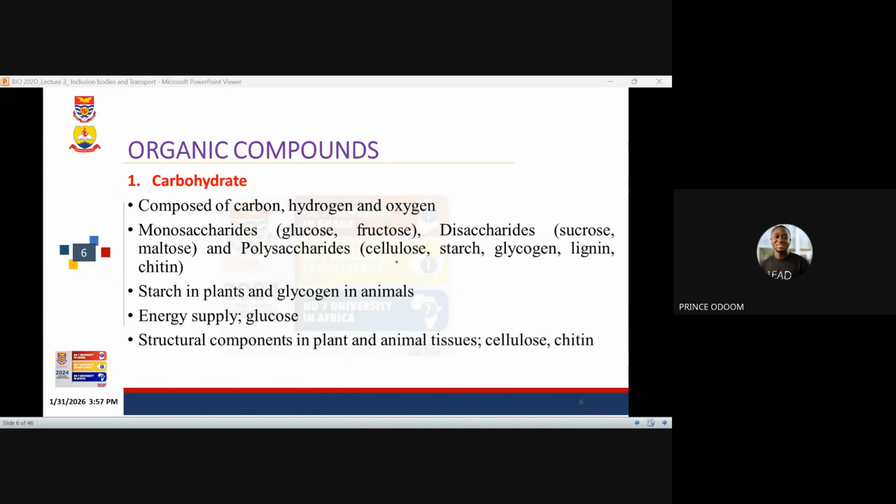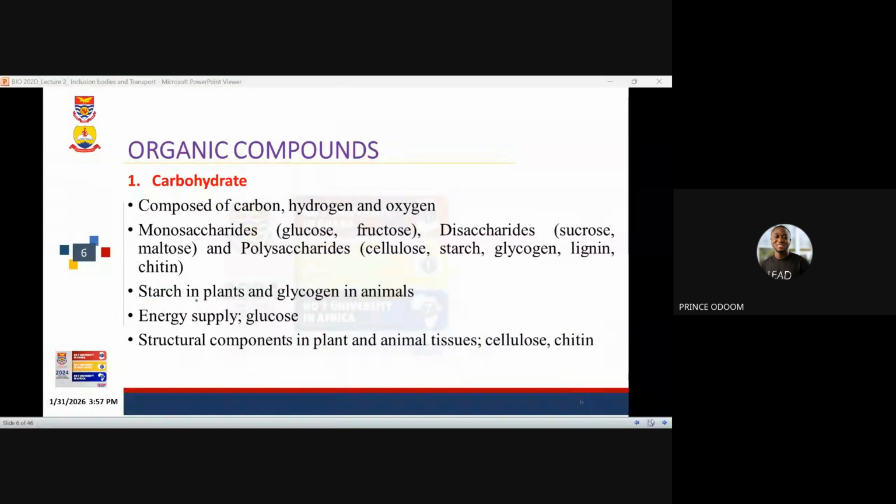I believe we looked at lignin last week. So we should remember lignin, and how it confers structural integrity to the cell as well. Then we come to chitin, which is the structural component of the cell wall of fungi. So this is basically for the carbohydrate.